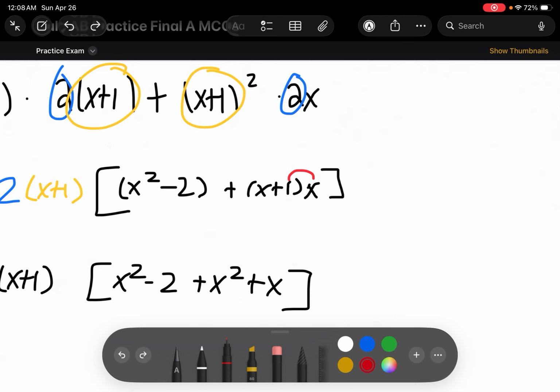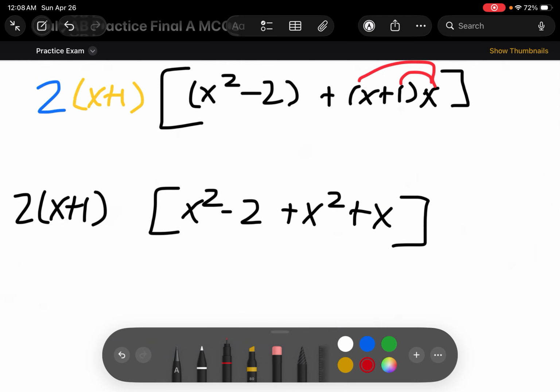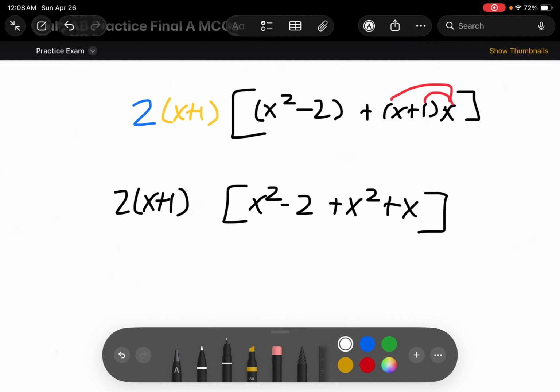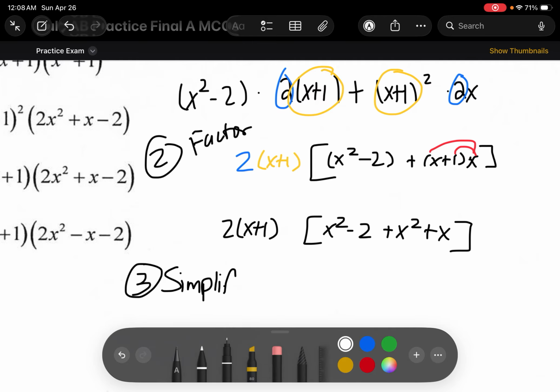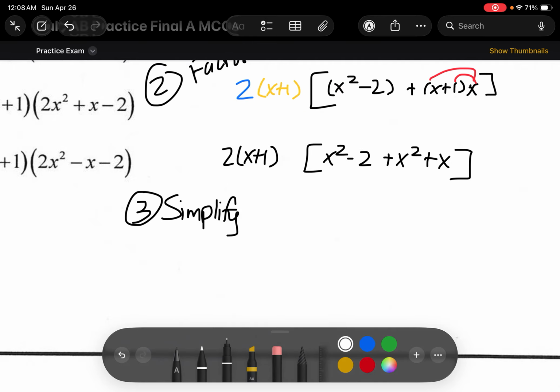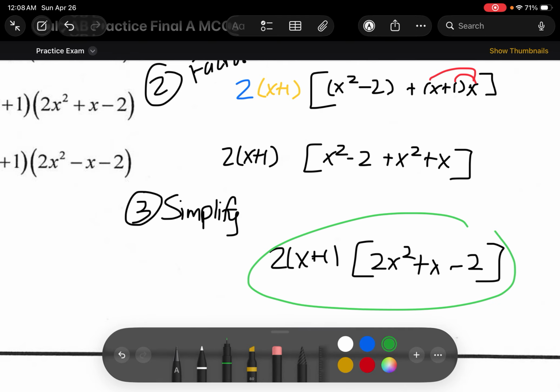I wrote that wrong. And that's basically what I did. So let me write that second step. Now, what we're going to do is simplify. And now we're going to leave the 2(x plus 1) as is, and we're going to combine like terms. So it's going to be 2x squared plus x minus 2. And that is our answer.